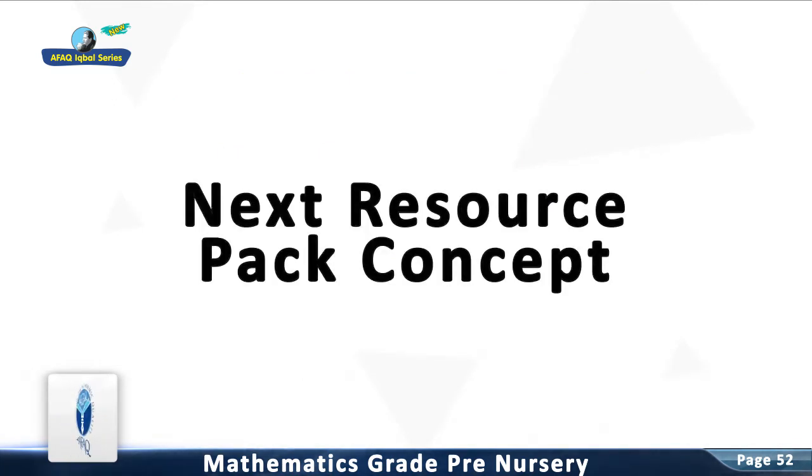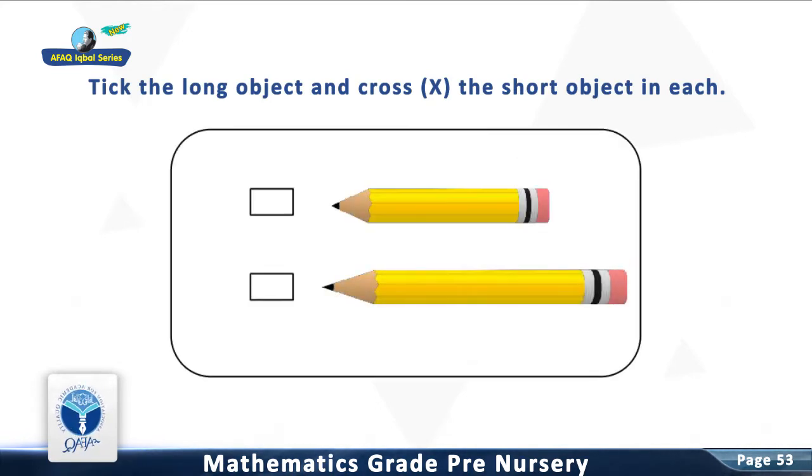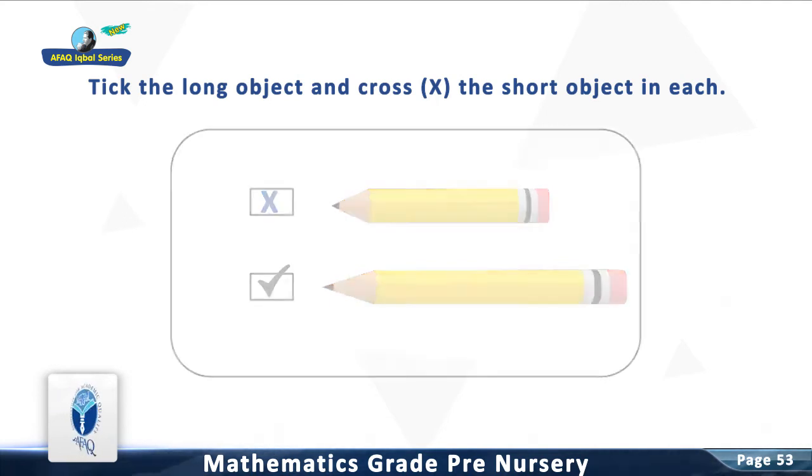Now we move to the next resource pack concept. Tick the long objects and cross the short objects in each. The first picture. Good. The first pencil is short while the second pencil is long. Tick the long pencil and cross the short pencil.